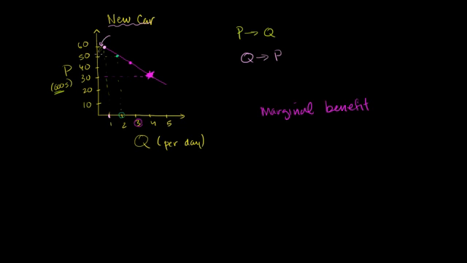The first unit could have gone for much more. The second unit could have still also gone for a good bit, not as much as the first unit. The third unit could have gone for a little bit less than the second unit, but still more than what you ended up selling things for. So we're going to talk about this idea right over here, that some of these consumers are getting more for their money than what they have to pay, or at least in their own minds they are.